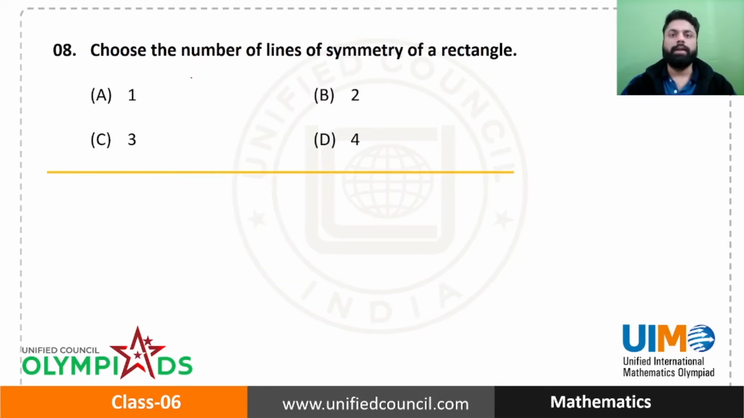Choose the number of lines of symmetry in a rectangle. So when we talk about a rectangle, this is how the rectangle looks like. One line of symmetry is this, another line of symmetry is this. There are two lines of symmetry. When we draw along the diagonal, it will not overlap. So B option is the correct answer.